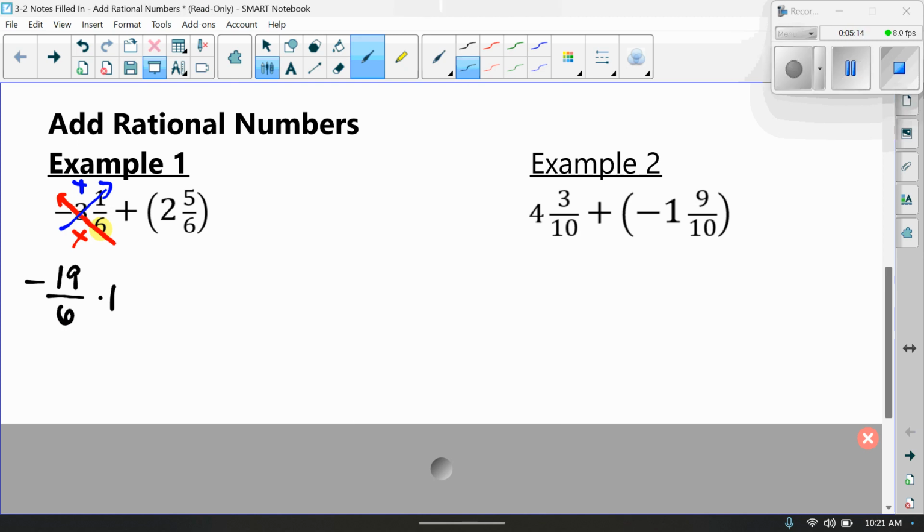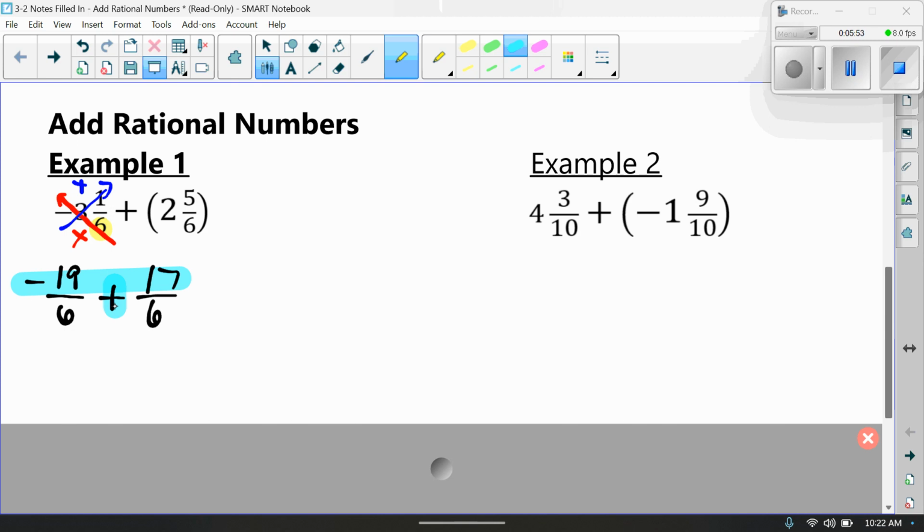Now we're going to do the same on the other side. So 6 times 2 is 12, plus 5 is 17. So we have 17, and again, the denominator stays the same. So that's 6. So now we have mixed numbers, different signs. What's the rule? Here, all we're going to do is look at this, because the denominator stays the same. You with me?